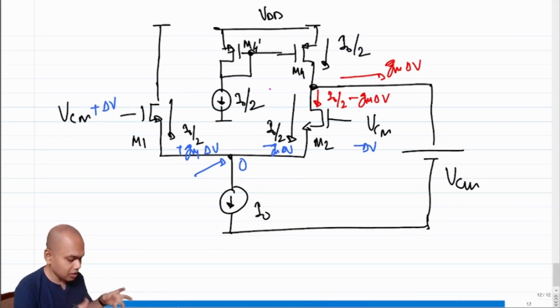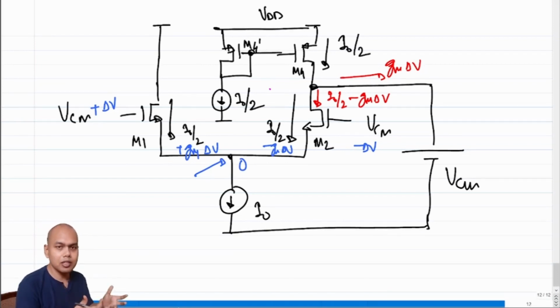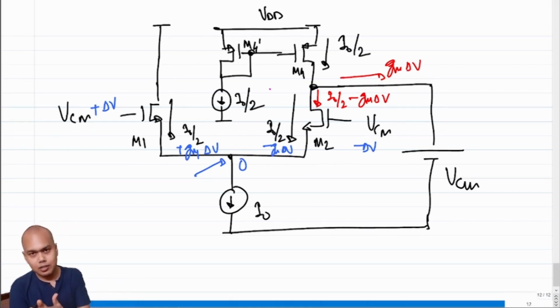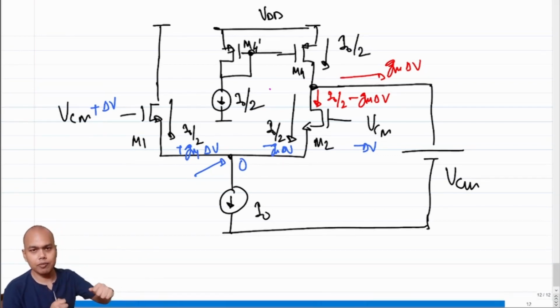So you can see that we are able to combine the incremental picture on top of the quiescent picture to show you why actually you have a short circuit current. The short circuit current here is essentially the difference between the current that is being pushed from the top and the current that is being sucked from the bottom.